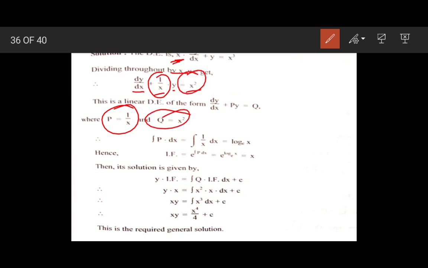Now we will integrate P. So integral of 1/x dx.